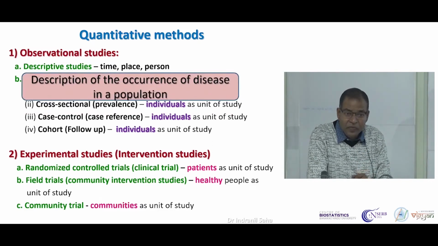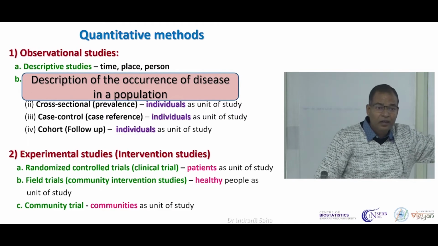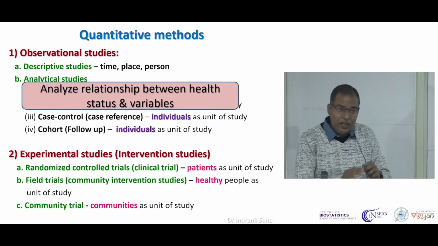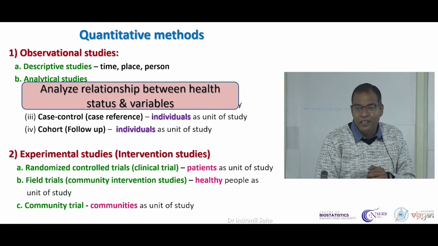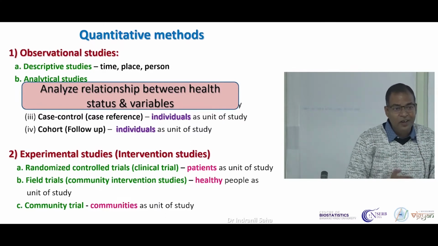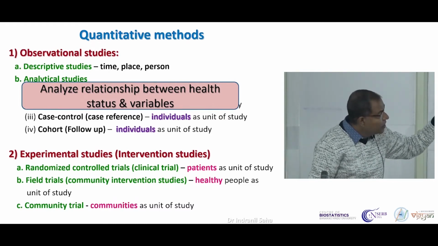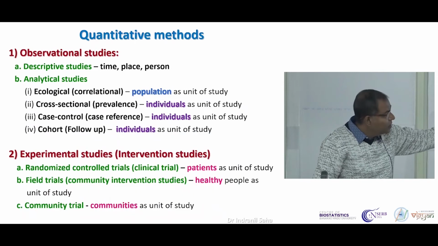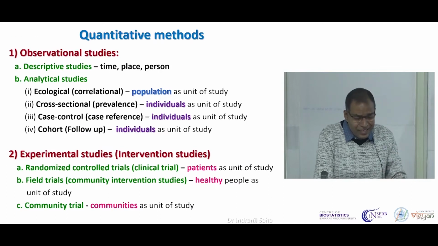So in the descriptive studies, we are basically interested to describe the disease occurrence in a population in terms of time, place and person. But in case of analytical studies, we are going beyond that. We are interested to see, you mentioned about the aggravating factors, the risk factors. Now we are interested to see which one is having an effect in causation of the disease or in the occurrence of the disease. This is basically seen in case of the analytical studies. So analyze relationship between health status and the variables. There are four types of analytical studies: ecological studies, cross-sectional studies, case control studies and the cohort studies. We'll discuss a little bit of all these studies.